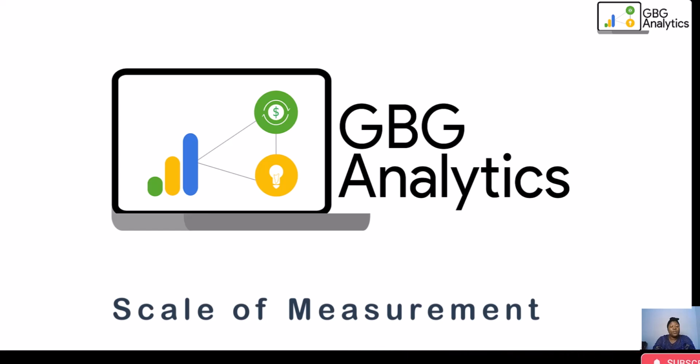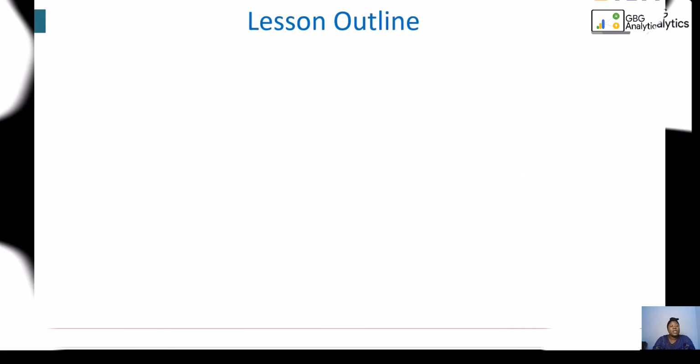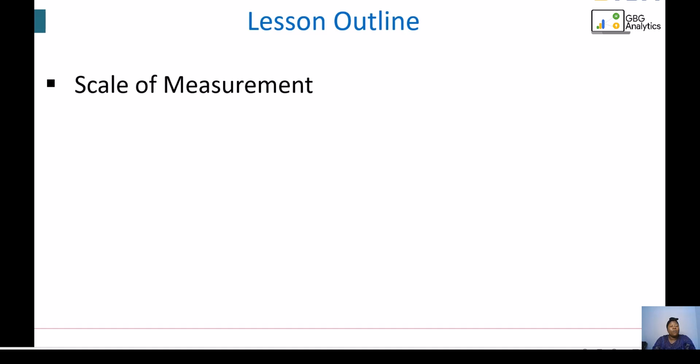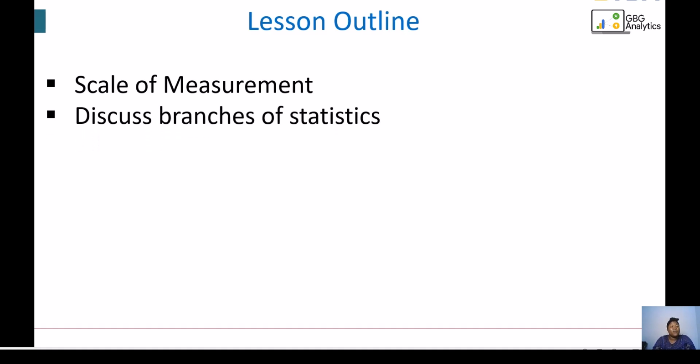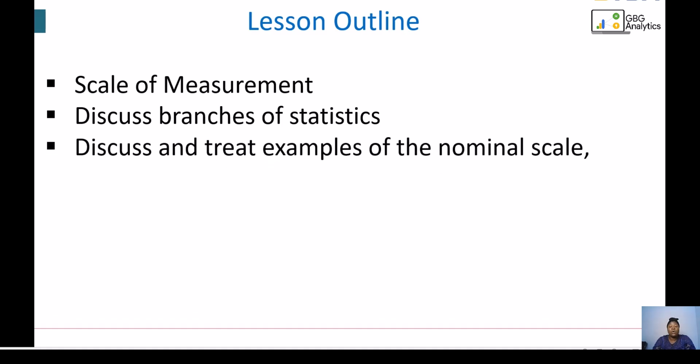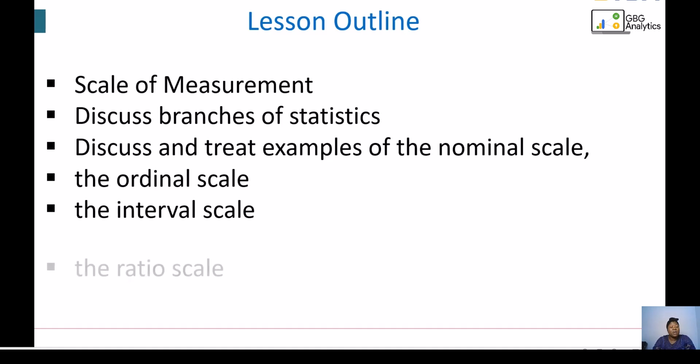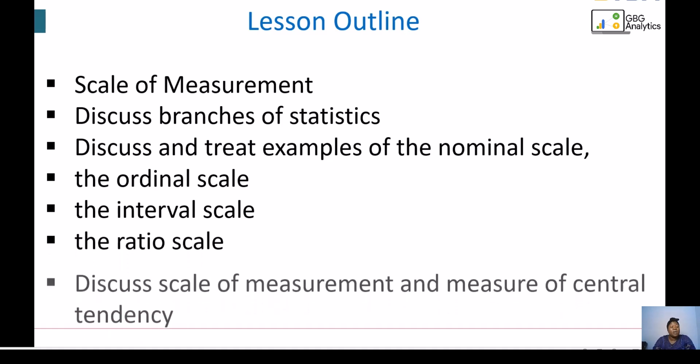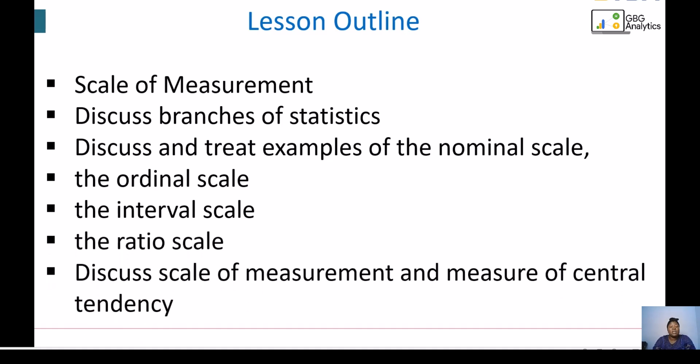Our topic today will be scale of measurement. So the lesson outline: we are going to discuss scale of measurement, we are going to discuss the different branches of statistics, we'll discuss and treat examples of the nominal scale, the ordinal scale, the interval scale, the ratio scale, and we'll also discuss the scale of measurement and measure of central tendency.